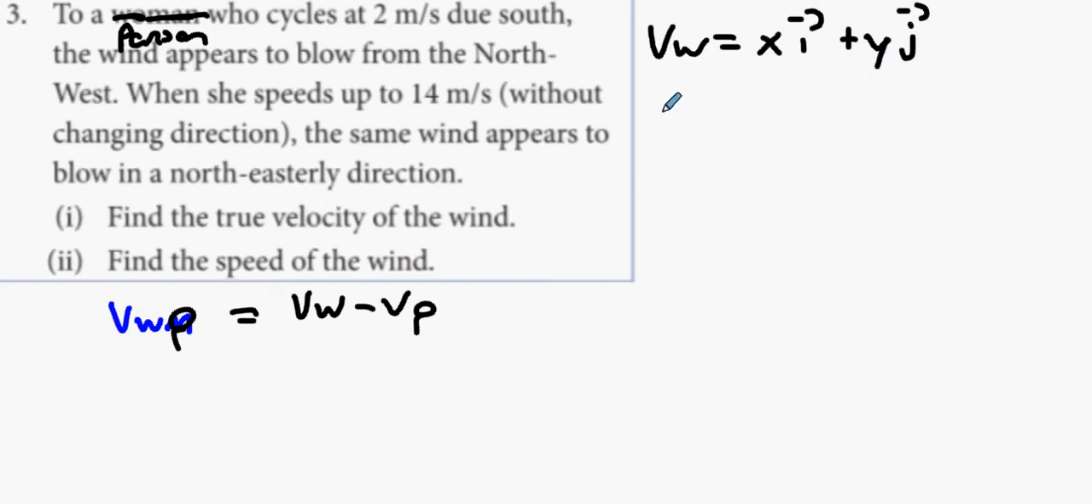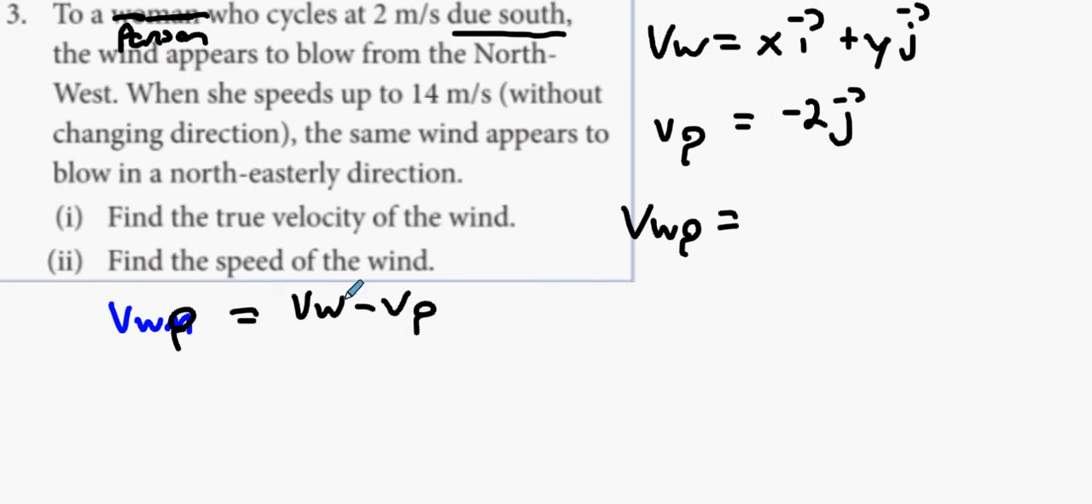Velocity of the woman in scenario 1. Oh, sorry, velocity of the person in scenario 1. Anybody? 2 meters due south. Minus 2j. And therefore the velocity of the wind from the perspective of the person is vW minus vP. So what's that? xi, y minus 2, which is j.